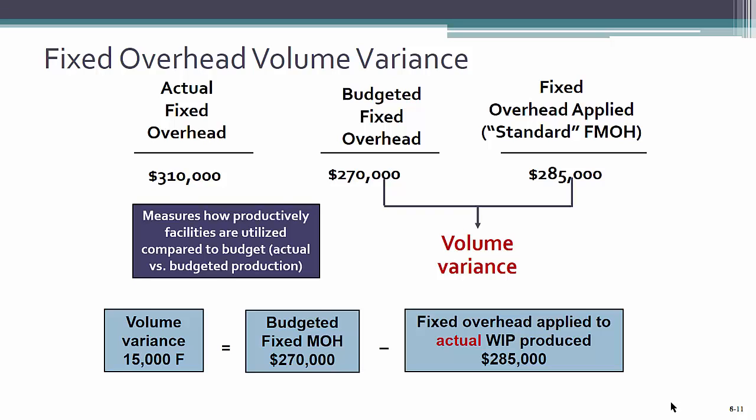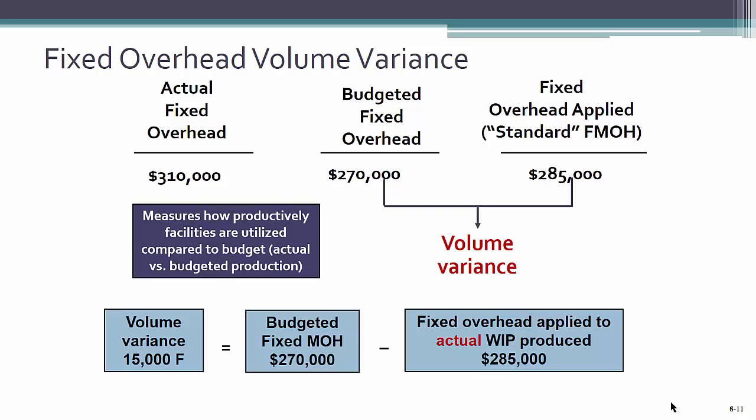When the total standard cost applied to inventory is higher than the budget, it simply means that we used our production facility more efficiently than we planned. We got more units of production than planned out of a fixed cost resource, and that's a good thing. Thus, the $15,000 volume variance between the static planning budget of $270,000 and the overhead applied of $285,000, that volume variance is favorable.